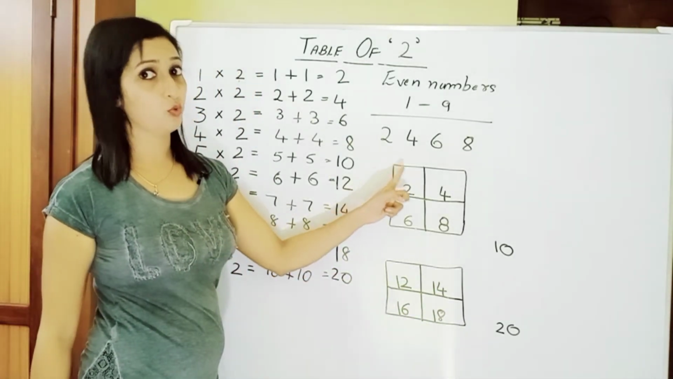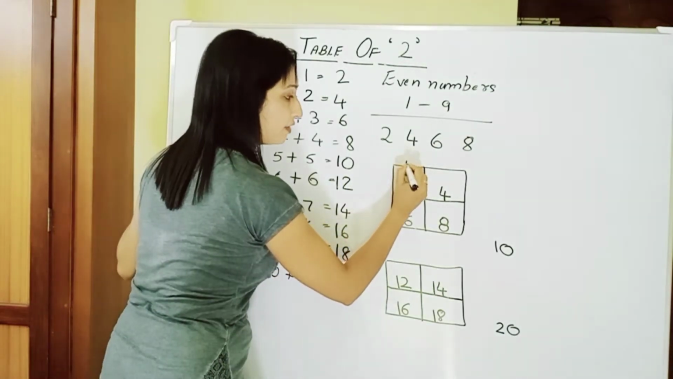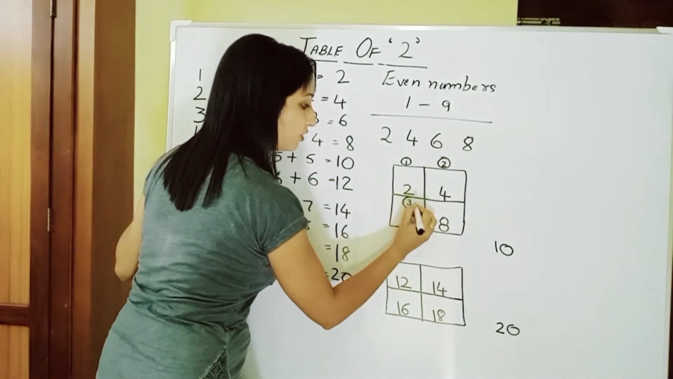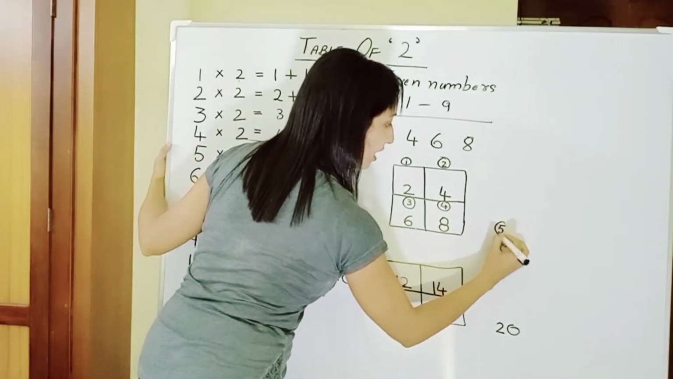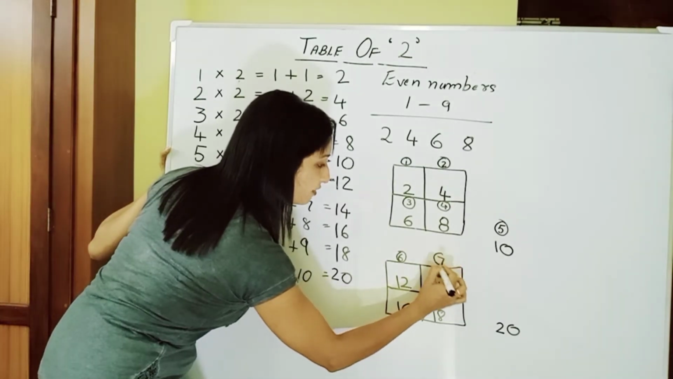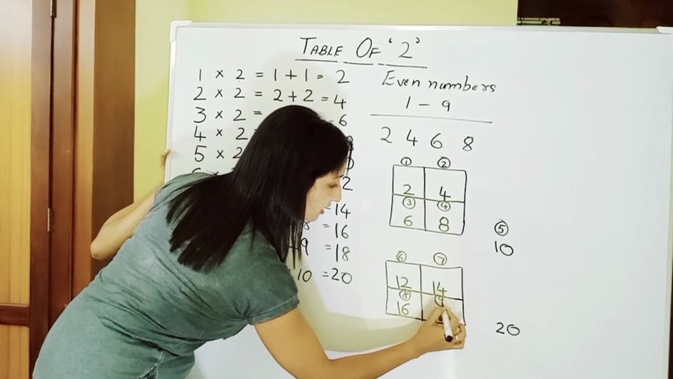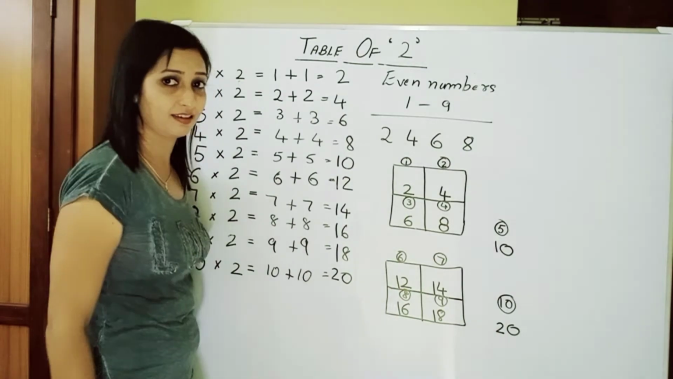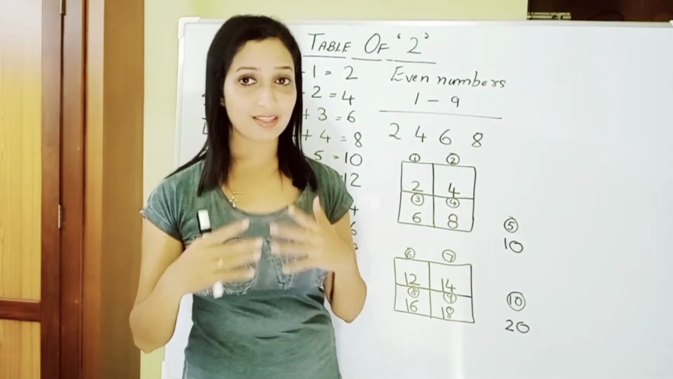Now let us find out which all are the numbers. So I can write a 1 here, 2 here, 3 here, 4 here, 5 here, 6 here, 7 here, 8 here, 9 here, and the last, which is 10 here. So this is one of the easiest ways to memorize table 2.